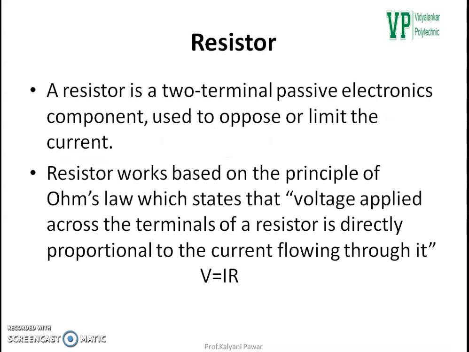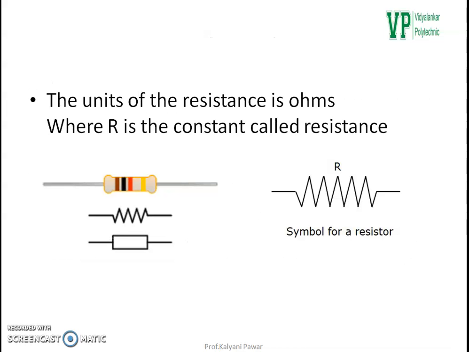Resistor. A resistor is a two-terminal passive electronic component used to oppose or limit the current. It works on the principle of Ohm's law, which states that voltage applied across the terminals of a resistor is directly proportional to the current flowing through it, which is given by the equation V = I × R, where V stands for voltage, I stands for current, and R stands for resistance.